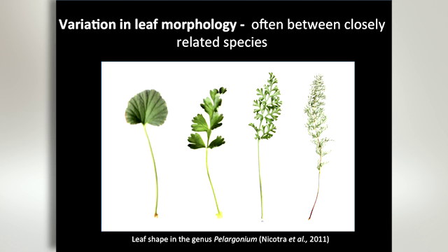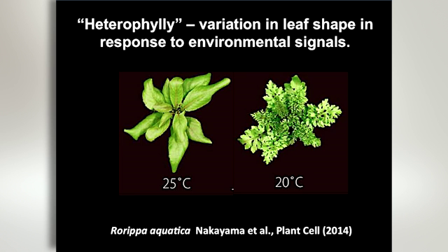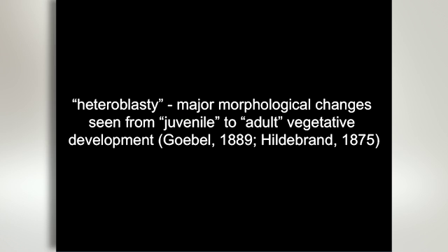This kind of variation in leaf morphology is often found between closely related species, here illustrated in the genus Pelargonium. But sometimes you can find this kind of variation in response to environmental signals on the same plant. So simple or compound leaves in Rorippa aquatica can be determined by many factors, including, as demonstrated here, temperature.